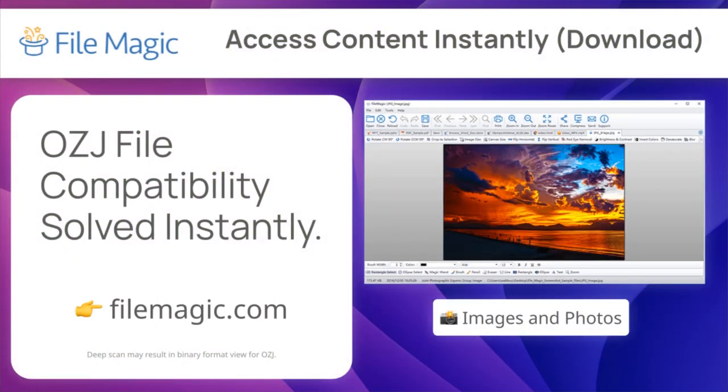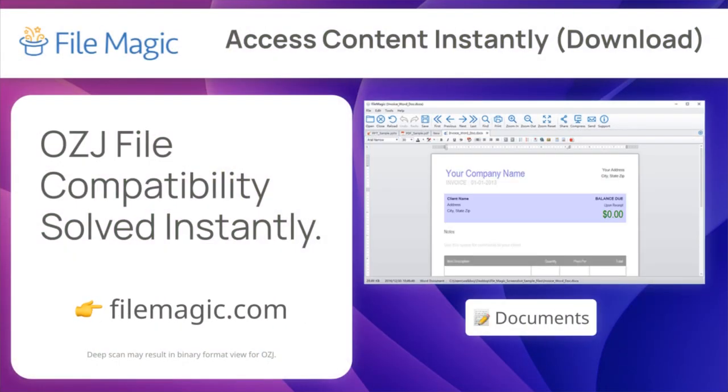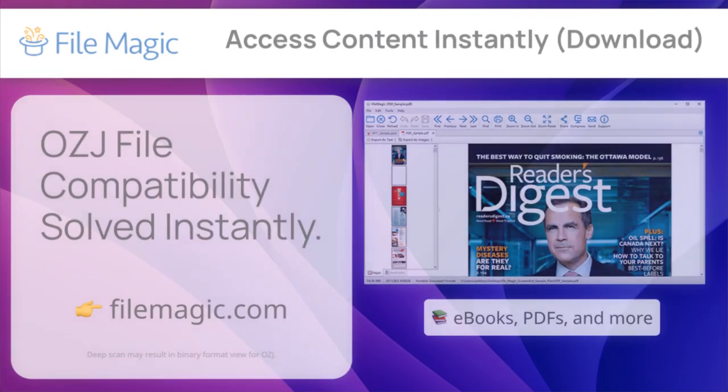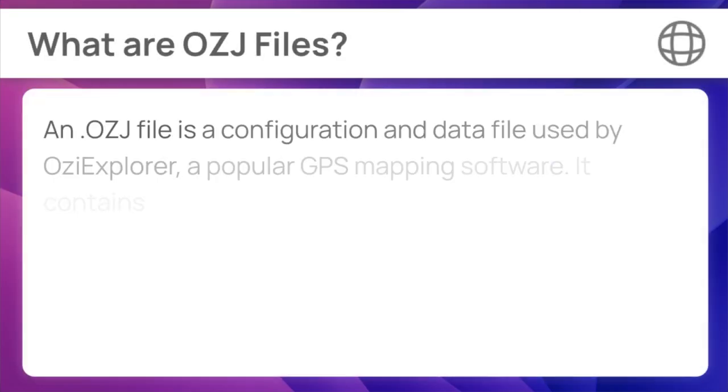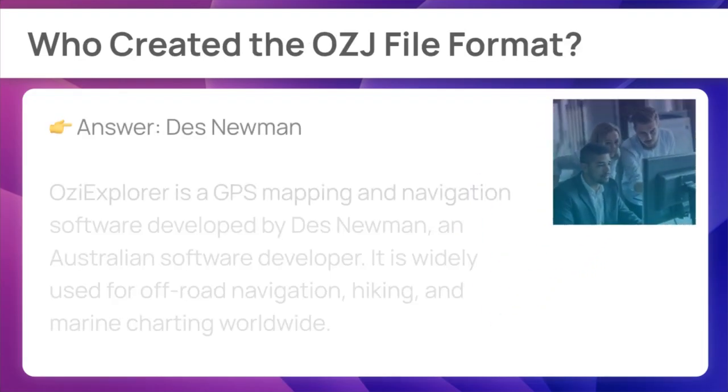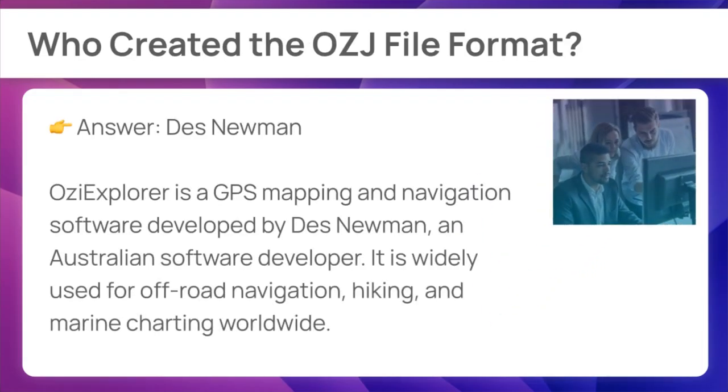This solution is entirely reliant on one powerful OZJ file inspection tool that you can use for hundreds of other file issues and formats. An .OZJ file is a configuration and data file used by OziExplorer, a popular GPS mapping software. It contains essential information like map calibration points, waypoints, and track logs. Users interact with this file when loading custom maps or navigational data for off-road travel, hiking, or marine activities.